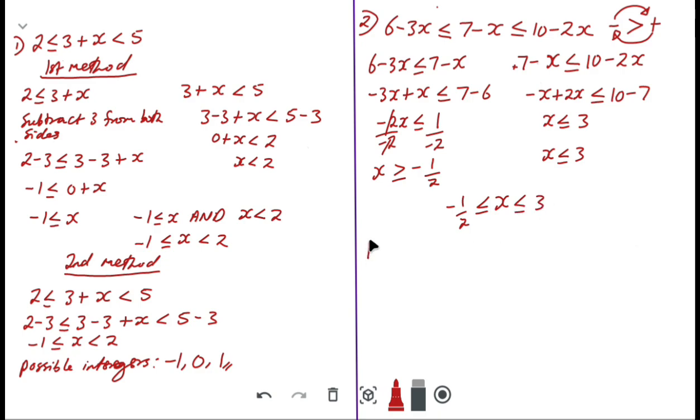So let's consider the possible integers of this solution. The possible solutions will be minus 0.5, comma 0, comma 1. Then x is less than or equal to 3, then we have 2 and 3. So these are the possible integers of the solution x greater than or equal to minus 1 over 2 and x less than or equal to 3. So let's consider the third question.